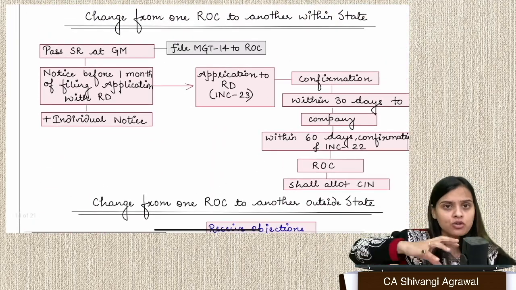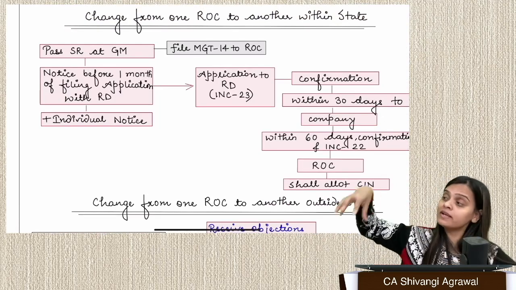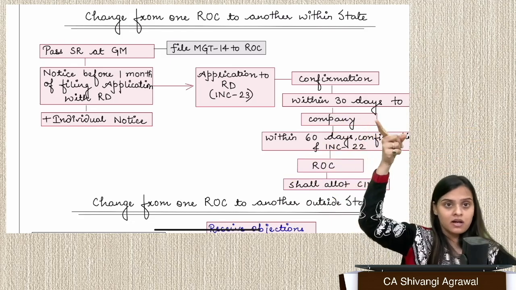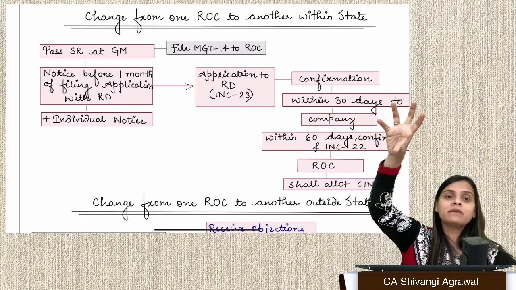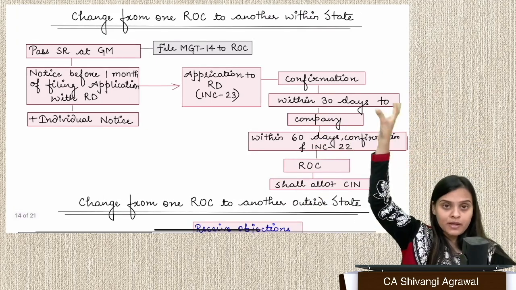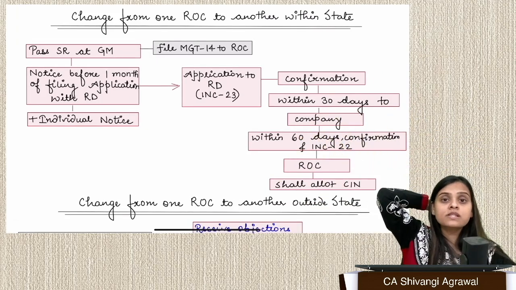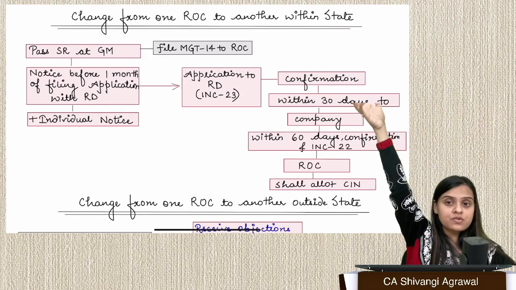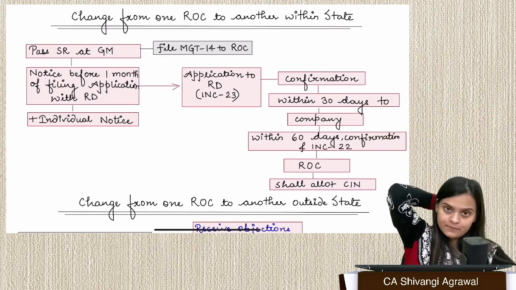If you're changing your office from one ROC to another, but you're still in the same state, that means maybe you're in the state of Maharashtra, right? So what you have to do is obtain the permission from RD. Although there is an elaborate procedure, we don't have to get into that. You will make an application to RD, and RD will give you the confirmation. And once you get the confirmation, then within 60 days, you have to inform the ROC, and ROC is going to allot you a SIN. Right.